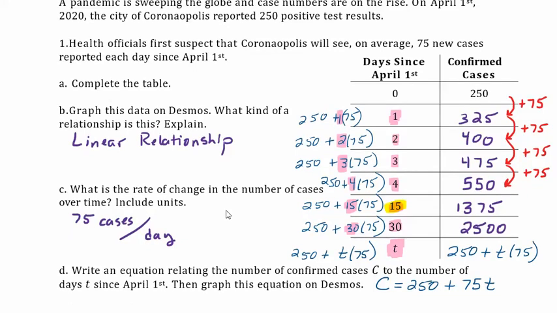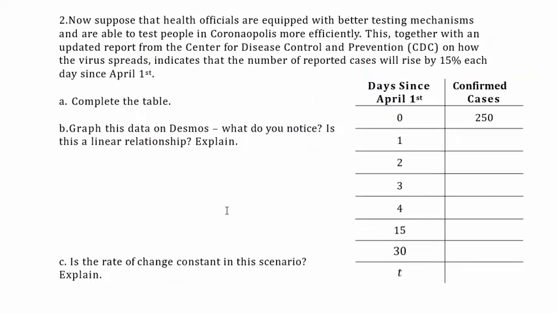Let's take a look at the next example. Now suppose that health officials are equipped with better testing mechanisms and are able to test people in Coronaopolis more efficiently. This, together with an updated report from the Centers for Disease Control and Prevention on how the virus spreads, indicates that the number of reported cases will rise by 15% each day since April 1st. Now complete the table. All right, so we still have our 250 cases on April 1st, but instead of increasing by a constant 75 cases per day, we're going to increase by 15% per day.